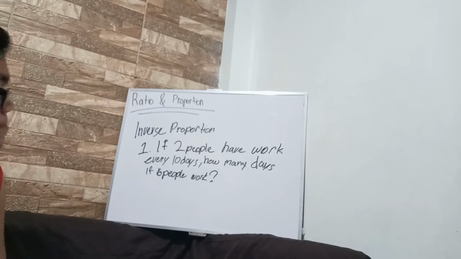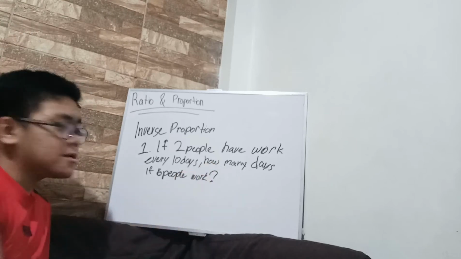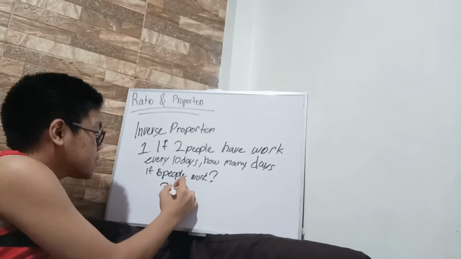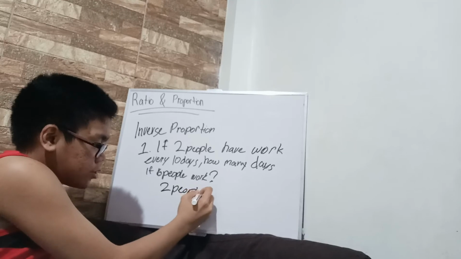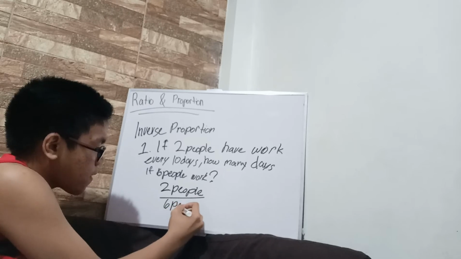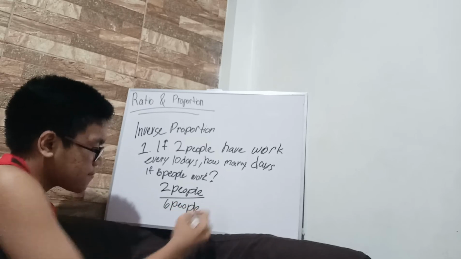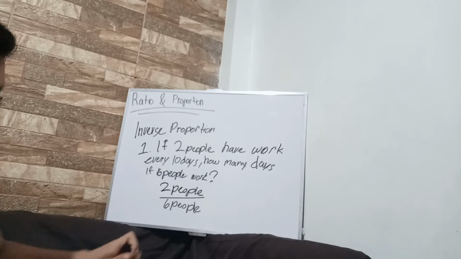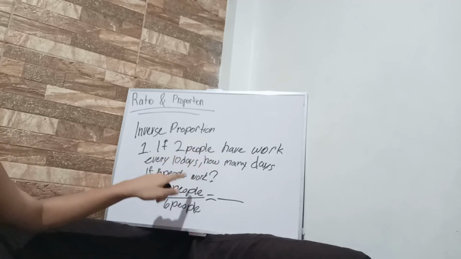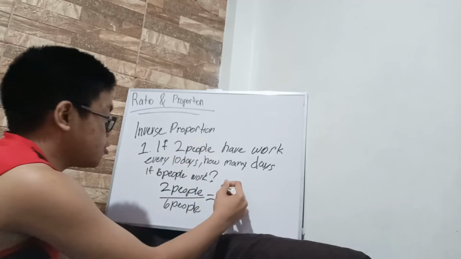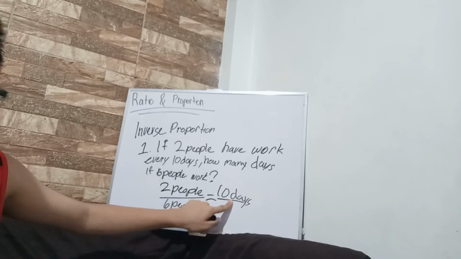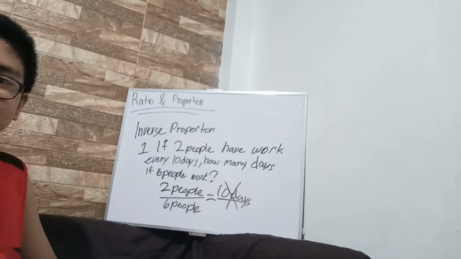So, we have here the number of people. 2 people, then 6 people. So here's 2 people have worked every 10 days. So we will put it here. When you put it there, it means it's wrong. Yeah, that's wrong.